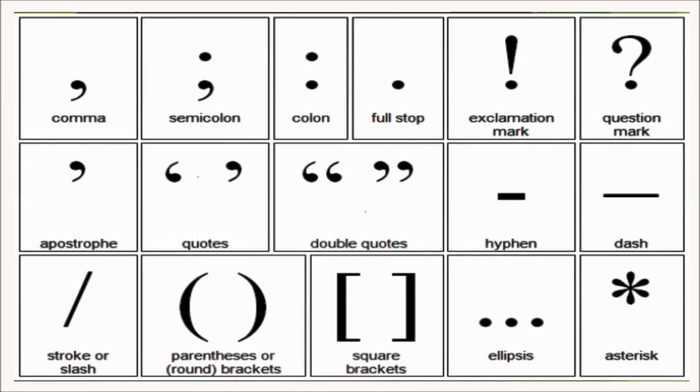Students, here we can see some punctuation marks in English grammar: comma, semicolon, colon, full stop, exclamation mark, question mark, apostrophe, quotes, double quotes, hyphen, dash, stroke or slash, parenthesis or round brackets, square brackets, ellipsis, asterisk. So students, knowing where and when to use the punctuation marks can greatly improve your writing skills.